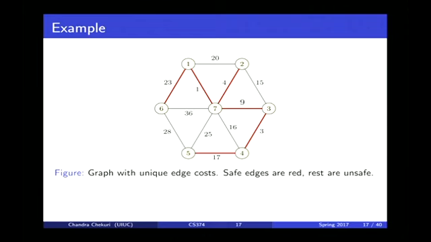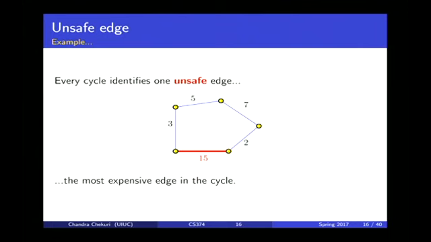First of all, it is not clear that an edge cannot be safe and unsafe, right? But it's easy to argue that it cannot be. Why is that? Can an edge be both unsafe and safe? Here is the reason why it cannot be unsafe and safe. How can an edge like this be safe? I claim that if I have a cycle and this is the most expensive edge in that cycle, it cannot be safe.